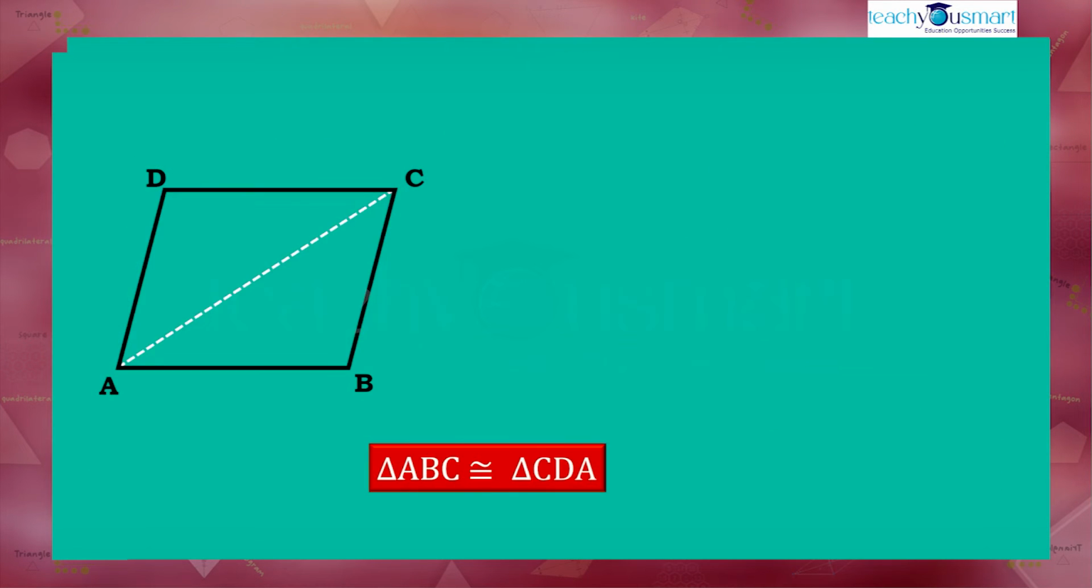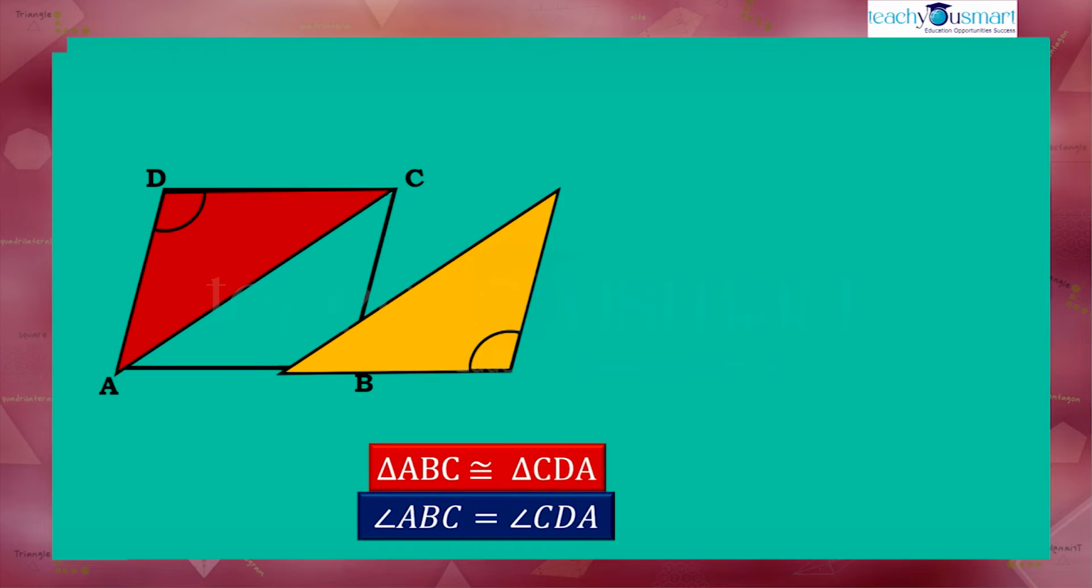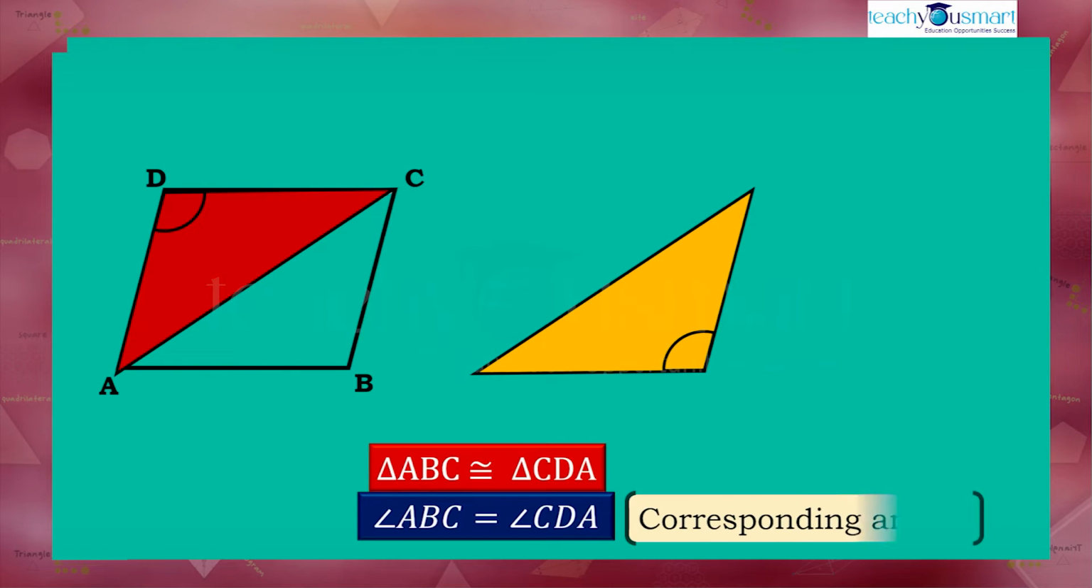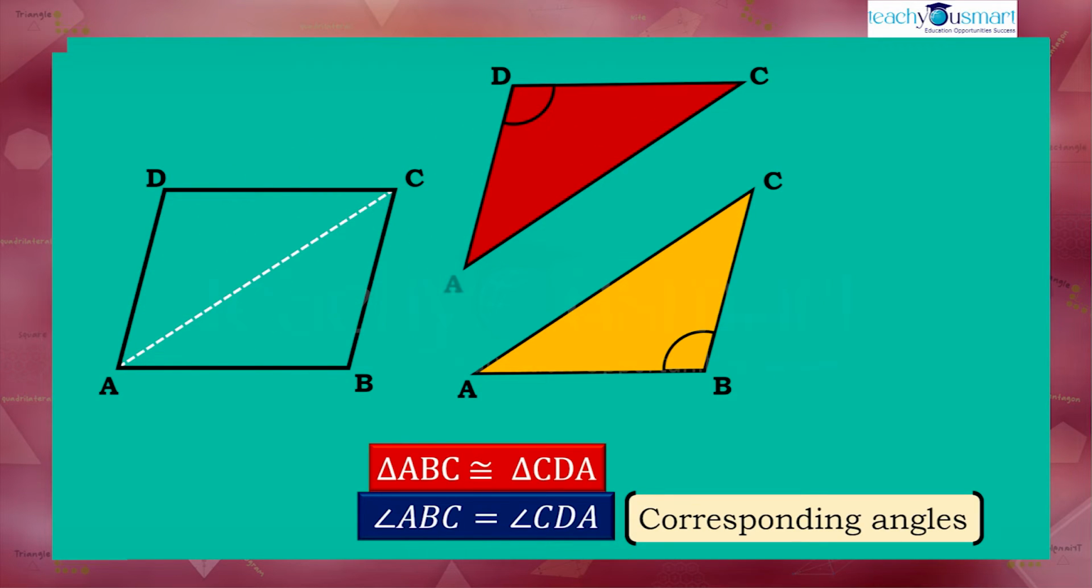Observe these congruent triangles again. What can you say about angle ABC and angle ADC? Are they equal? Yes, they are equal, because they are corresponding angles of the congruent triangles ABC and CDA.